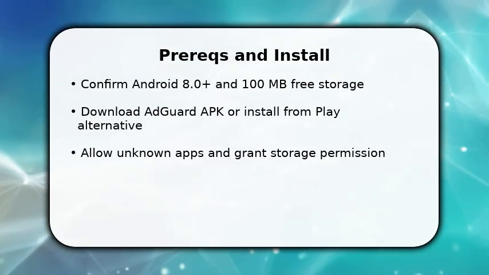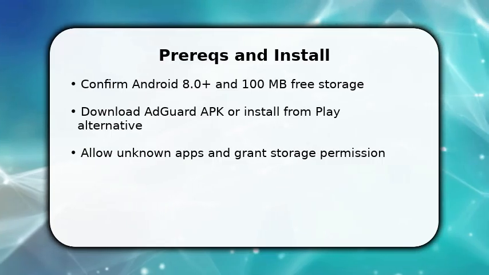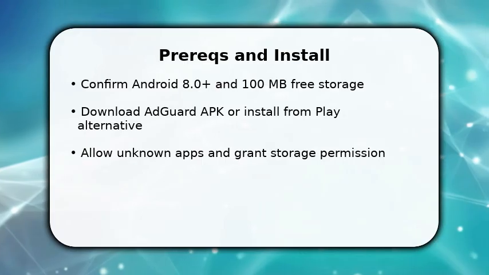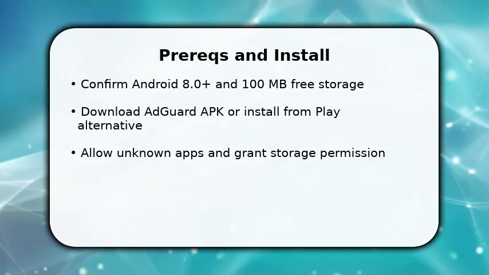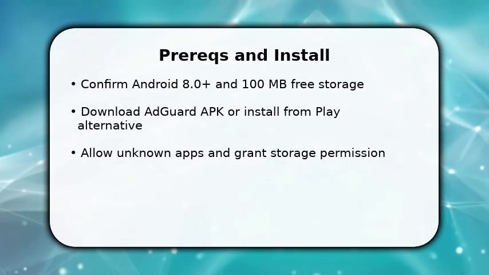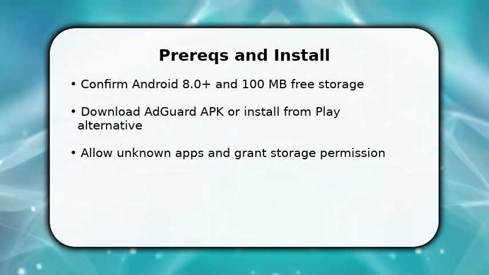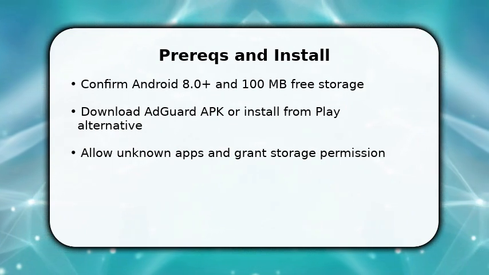This avoids Play restrictions. You must allow installation from unknown sources for that installer, then grant storage permission so the APK can install. After tapping Install, don't open it yet. Pause and double-check permissions. That makes later setup smoother and prevents permission errors during first run.